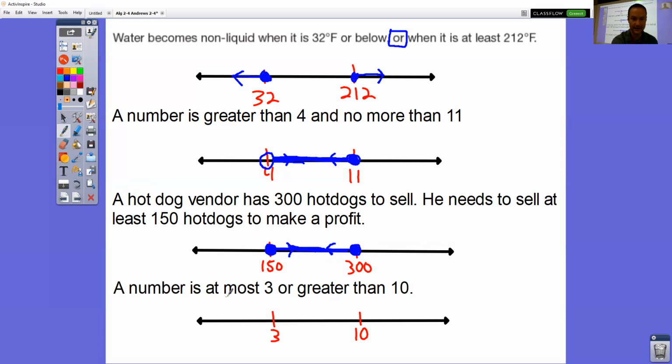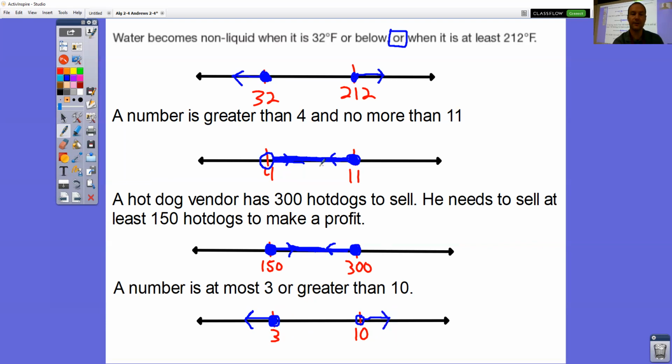A number is at most 3 or greater than 10. So at most, that's the most that it could be. So it includes that, or it's less than that, or it's greater than 10. So greater than does not include 10, and it goes out.